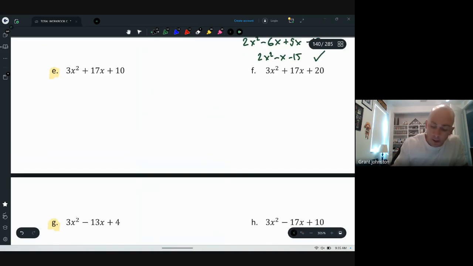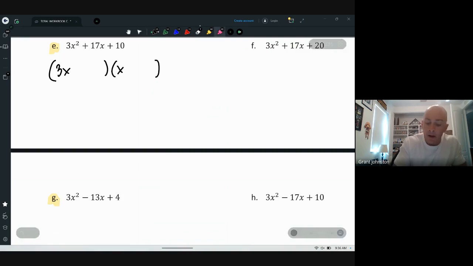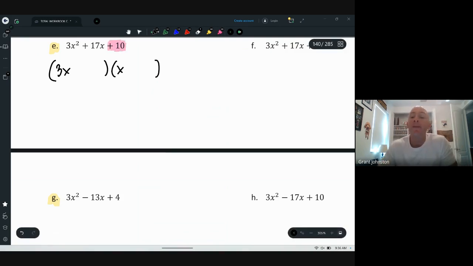Show this one. So we need a 3x squared. I know I'm going to need a 3x here and an x here. Now these numbers that go in here have to multiply to 10. So it could be 10 and 1, 5 and 2, 2 and 5, or 1 and 10. It could be any of those combinations, depending on where you put them.